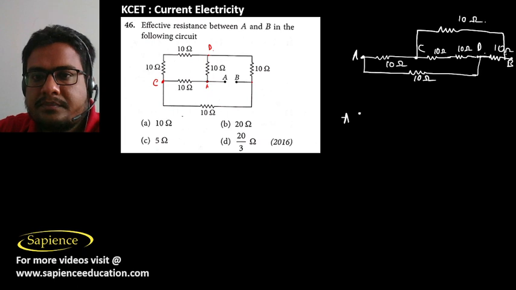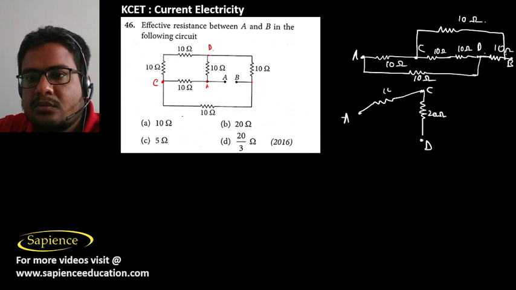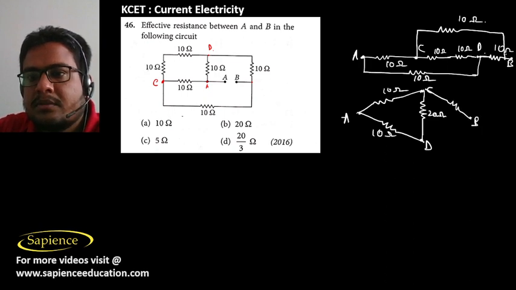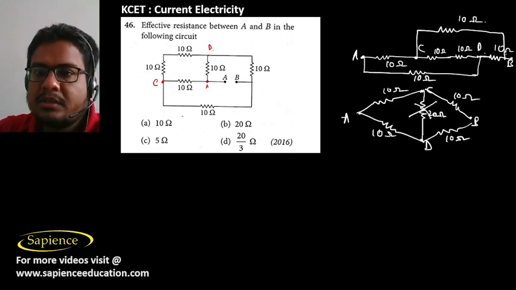This is point A, point C, this is point D. Between C and D the equivalent resistance is 20 ohm. Between A and C there is 10 ohm. A and D there is 10 ohm. In C and B there is 10 ohm. In D and B also there is 10 ohm. So it means that it is a Wheatstone bridge. Therefore this 20 ohm I can just cancel it.